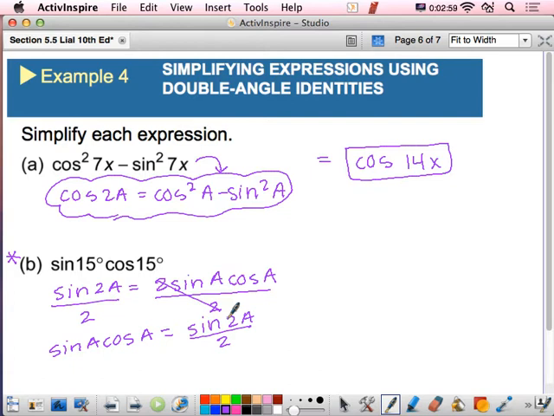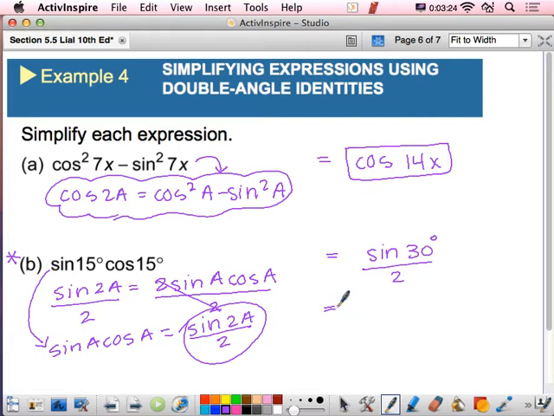All right. Do y'all see that? So now this matches this. Do y'all understand that? Okay. So that's what I have. I have sine of 15, cosine of 15, and that has to equal this. So that has to equal sine of double the angle, so sine of 30, divided by 2. Okay? Well, what is the sine of 30?